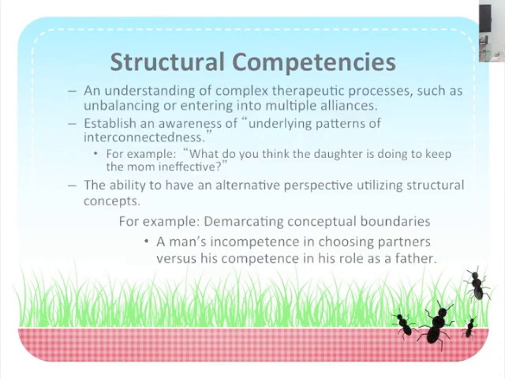Other competencies include an understanding of complex therapeutic processes such as unbalancing or entering into multiple alliances. This is tricky. Sometimes this is why people are hesitant to do family therapy and prefer to work with just individuals, because it's tricky to honor and stay connected to each person. I'm sorry to throw in a concept from another theory, but the most important concept I take from Nagy's work is multidirectional partiality. If you can't have partiality towards each person, then you're not doing good therapy, is my theory. But that applies in all theories, I believe.